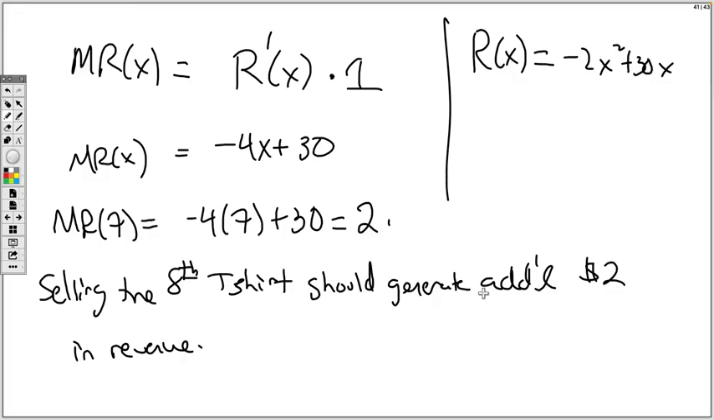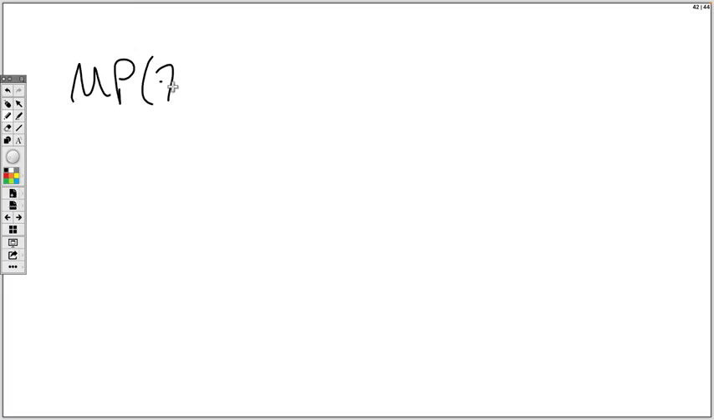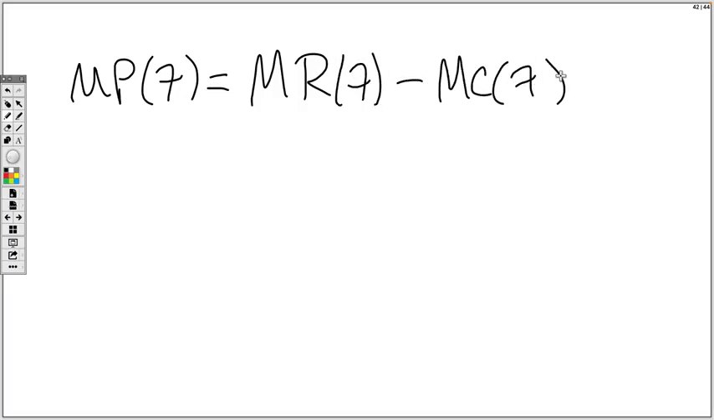Now, we just showed that the marginal cost at 7 was $2. So to make the 8th t-shirt is going to cost us about $2. When we sell the 8th t-shirt, we're going to generate an extra $2. So what would be the marginal profit then in that scenario? The marginal profit at 7, that's how much we're going to make after cost. So if we make and sell the next t-shirt, that's the marginal revenue at 7 minus the marginal cost at 7. Does that make sense? So 2 minus 2, which is 0.